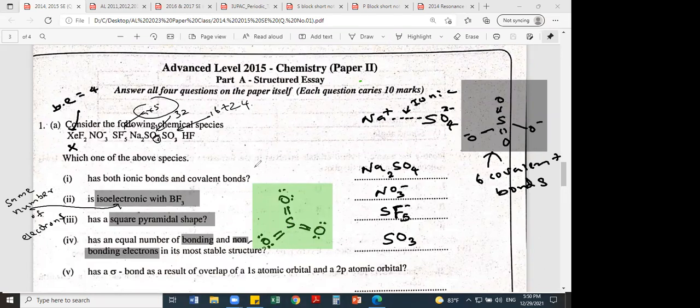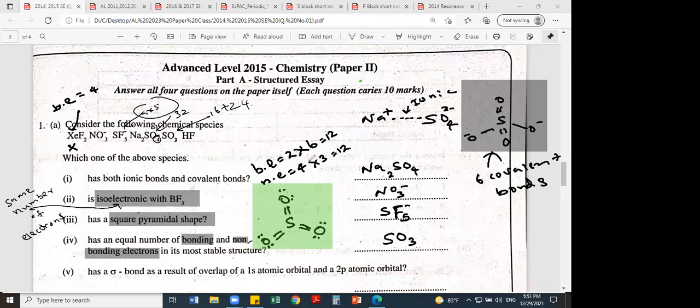Then bonding electrons, 6 bonds. Bonding, I put B. Bonding electrons, 1 bond, 2 electrons. 2 into 6, 12. Then non-bonding electrons: for sulfur, no non-bonding electrons, and each oxygen has 4 non-bonding electrons. 4 into 3, you get 12.